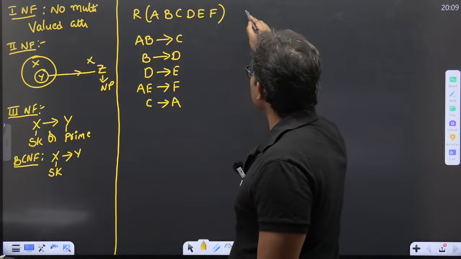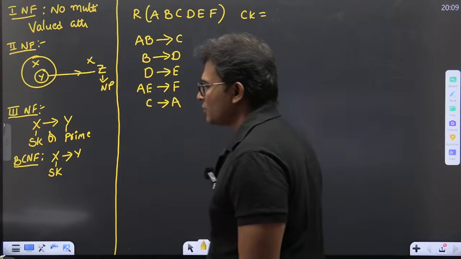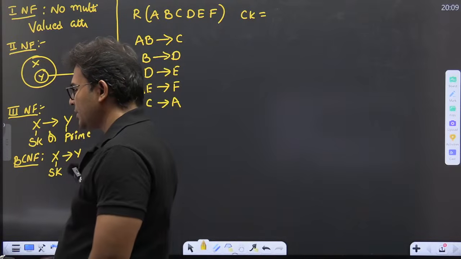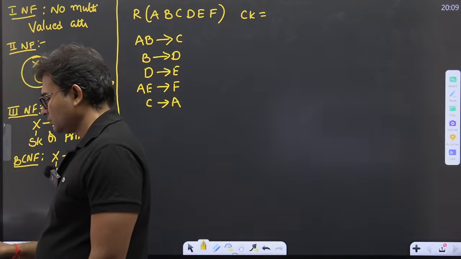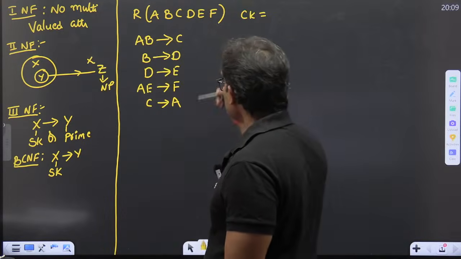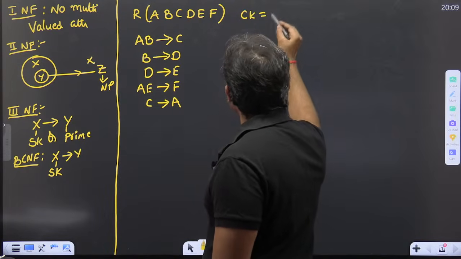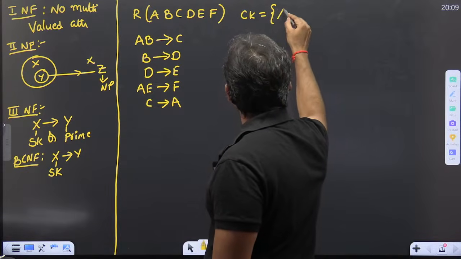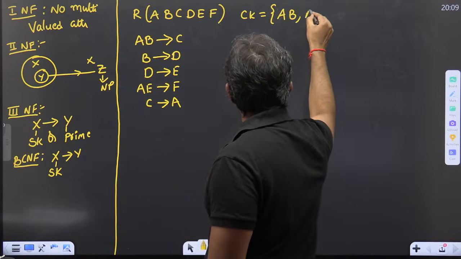we have candidate keys. According to the functional dependencies, we have the candidate keys AB and BC. You know how to find out the candidate keys, okay? AB and BC.